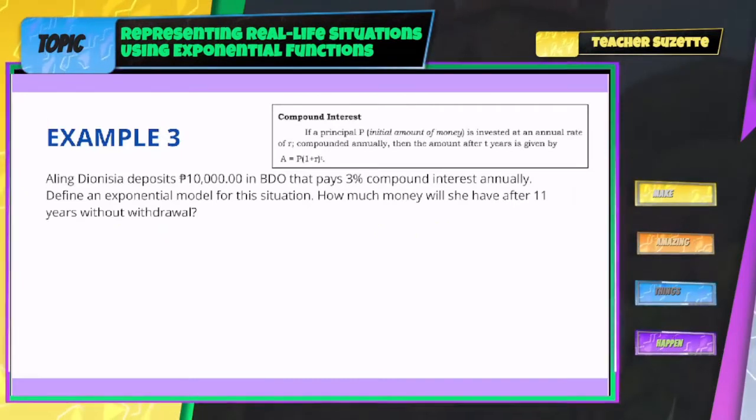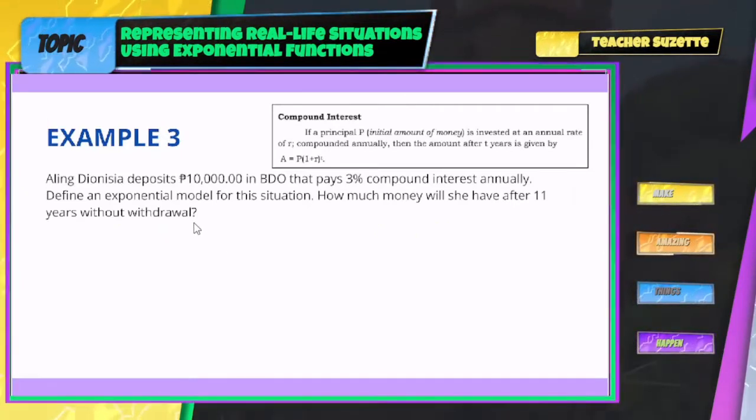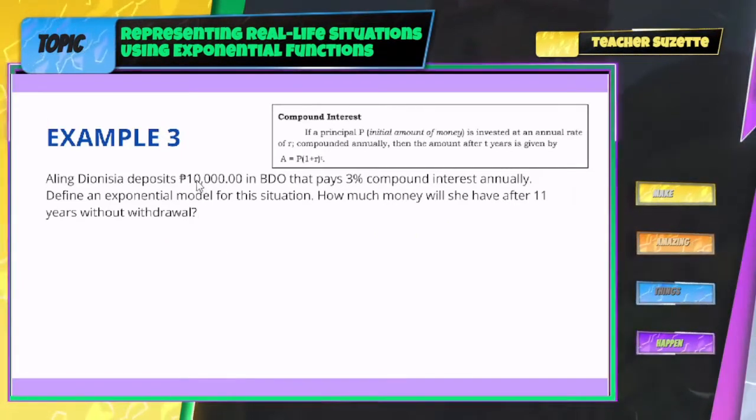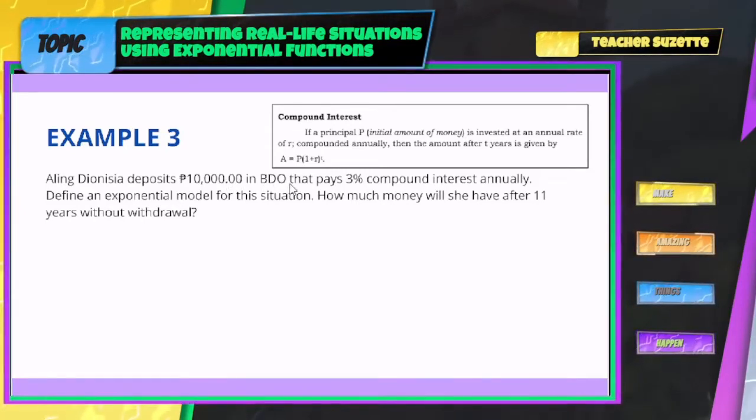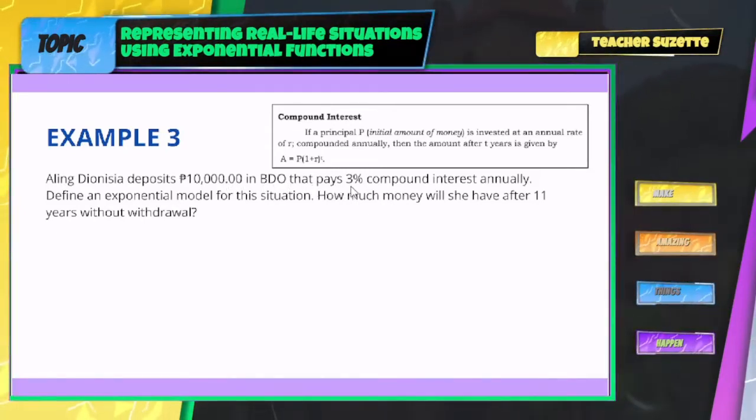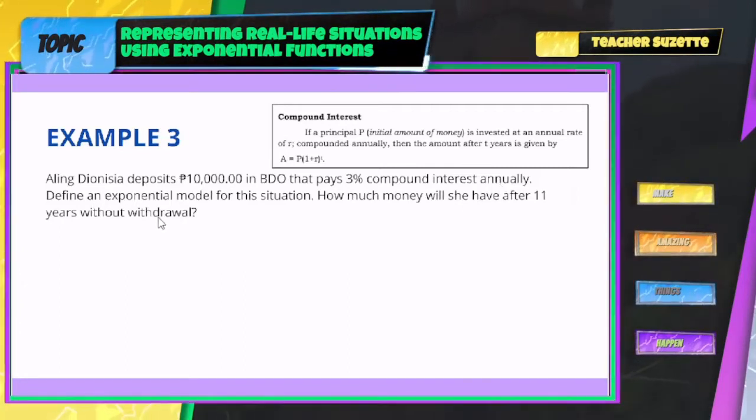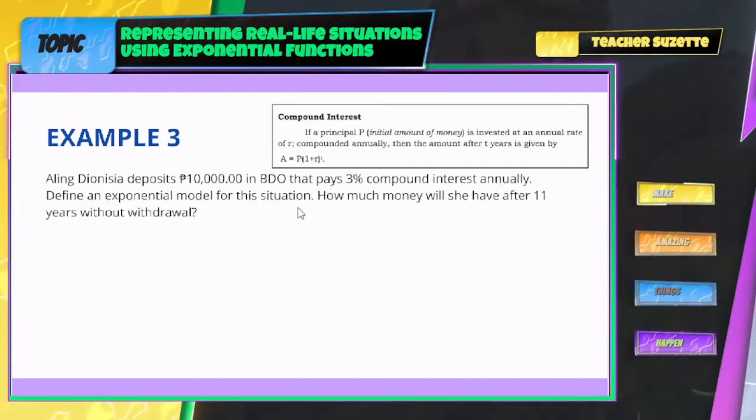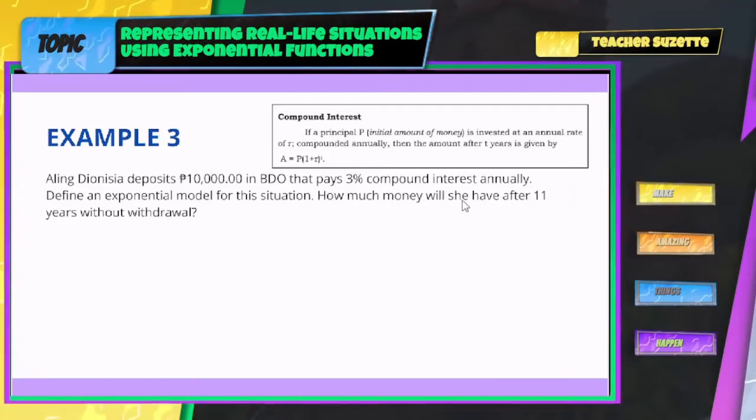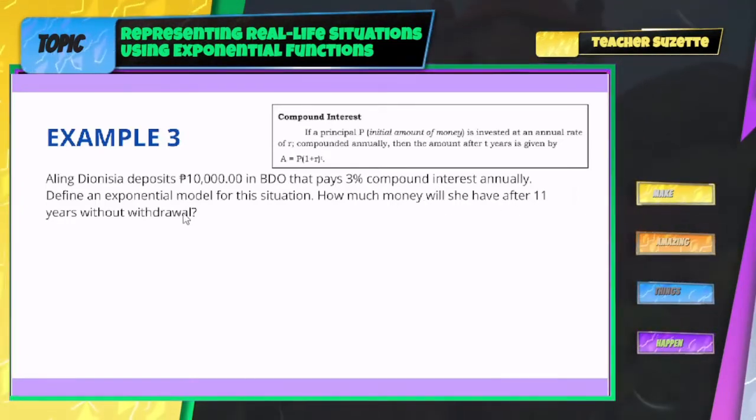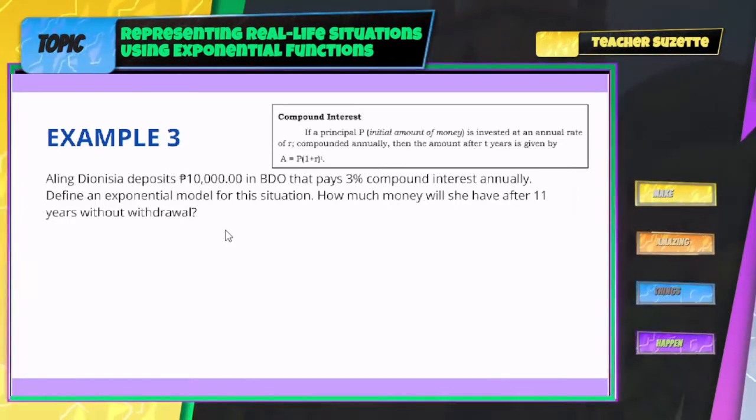Let's move on to example number 3. Aling Junicia deposits 10,000 pesos in BDO that pays 3% compound interest annually. Define an exponential model for this situation. How much money will she have after 11 years without withdrawals?